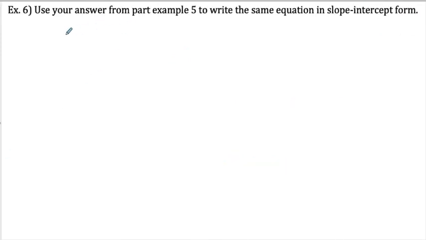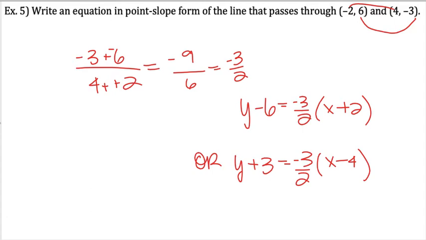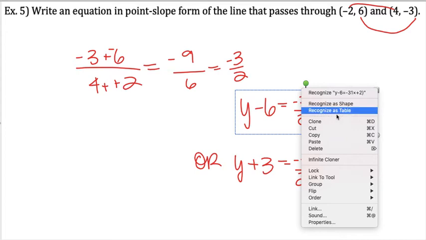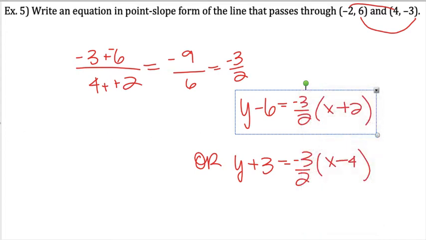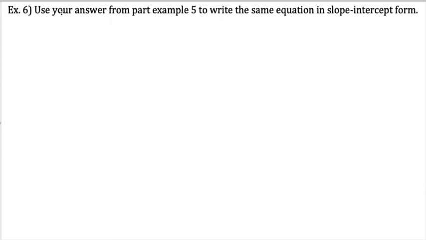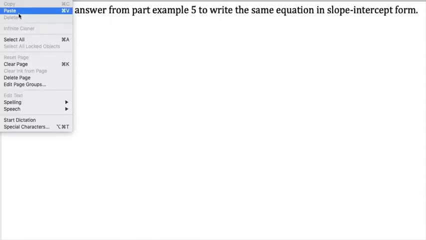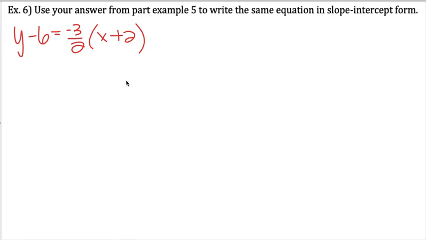Example 6, use your answer from number 5 to write the same equation in slope-intercept form. So we want to convert these to slope-intercept form. So I'm going to grab this and copy it over for the first equation. All right, so we're going to rewrite the equation. We're going to multiply this out.